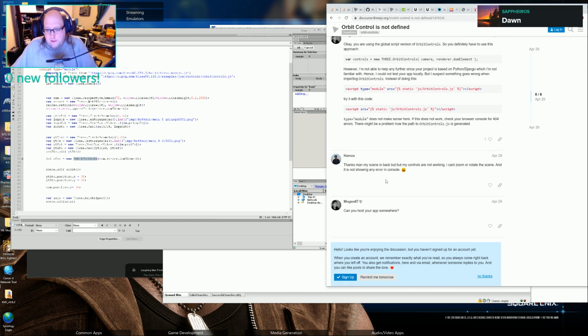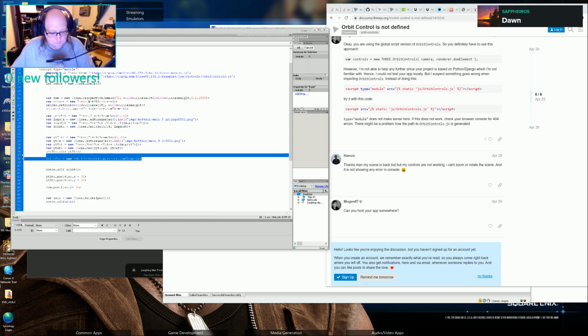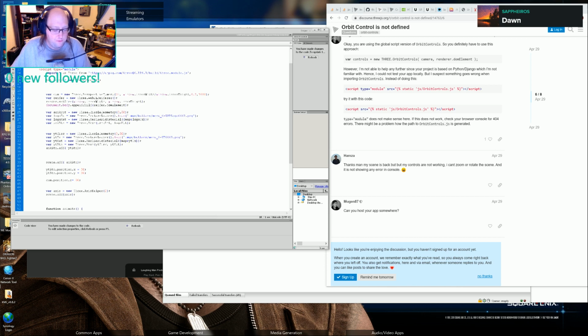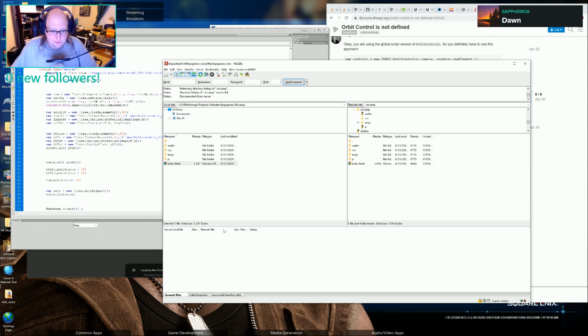Okay, so orbit controls is for the camera. We don't need orbit controls then, because we want the camera to move. So never mind. We don't need that at all. I didn't realize that's what that was for. Okay, no orbit controls. So let's save that, upload it, and see what we get.